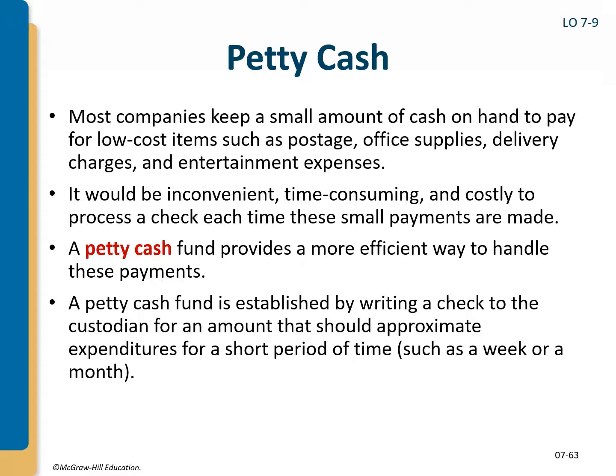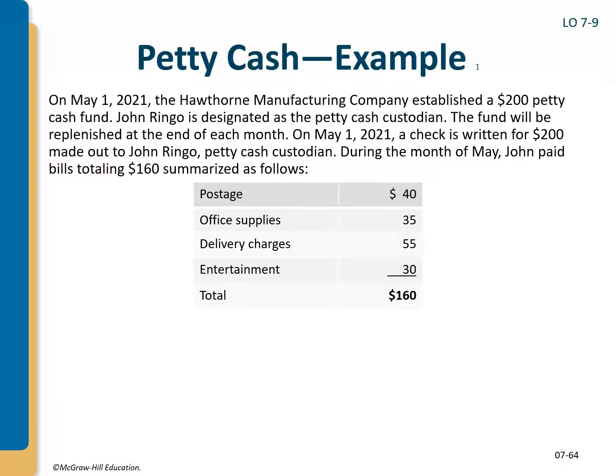The final item in this chapter we're going to talk about is petty cash. Remember what petty cash is: just a small amount of cash that the company keeps on hand for low-cost items, postage, office supplies, delivery charges. It's too costly and inconvenient to process a check for these small payments. So companies will keep this small amount of cash in a petty cash fund, and we usually have one person in charge of it. So the company will establish a petty cash fund for a certain dollar amount. For instance, this company established a $200 petty cash fund. John Ringo is the petty cash custodian. The fund will be replenished at the end of each month.